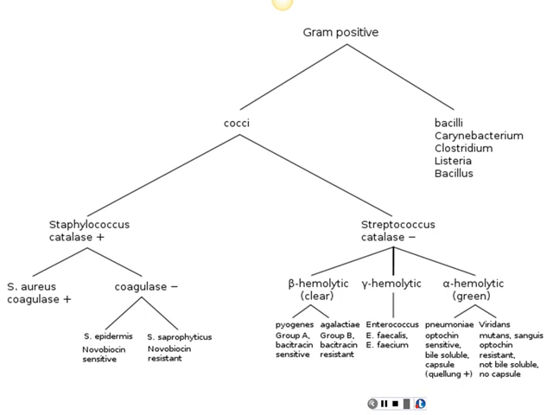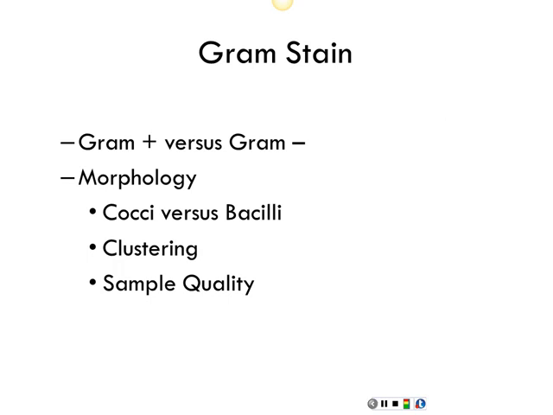All right, so that's morphology and gram stain. Then we think about clustering. So what's the big clustering differentiation for a gram-positive cocci? Okay, strep is chains or diplococci. Staph is clusters. So gram-positive cocci in clusters, staph. Gram-positive cocci in chains or pairs is going to be strep.